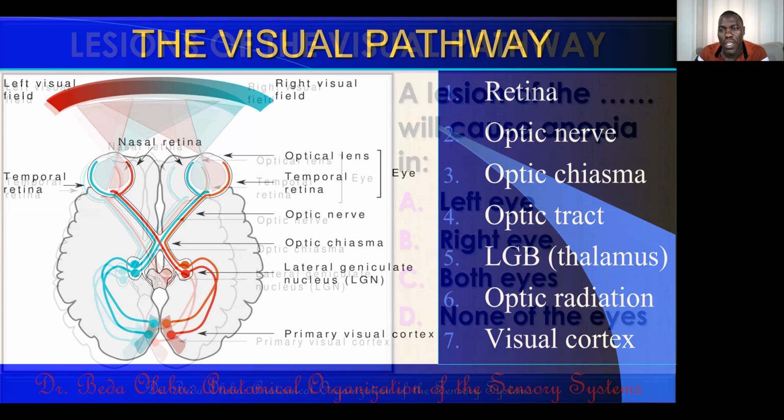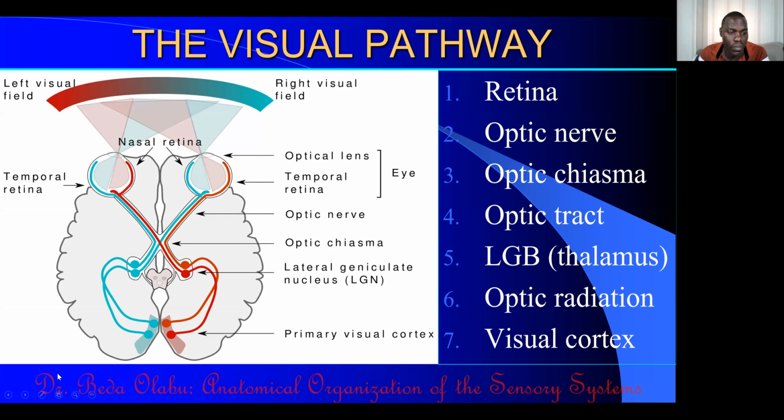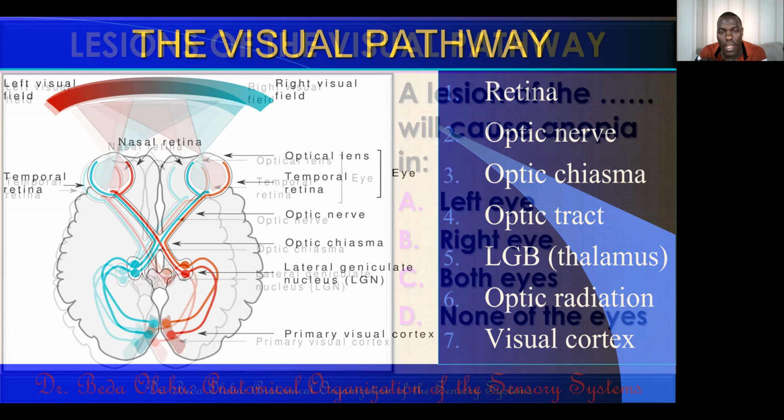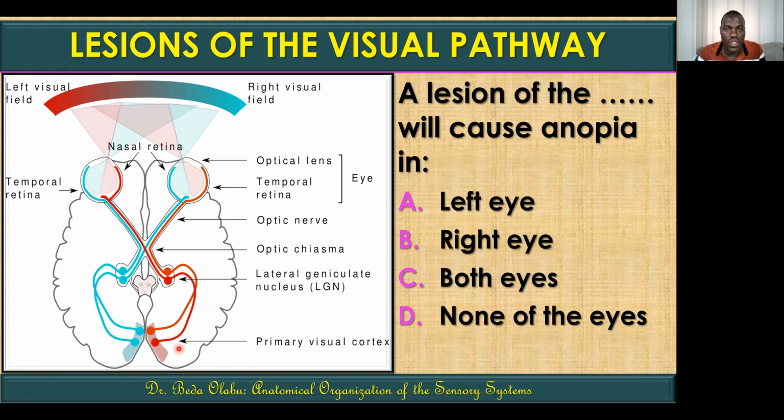So we had reached here. And we've said that vision is perceived in the primary visual cortex, which is the occipital lobe. We've looked at this pathway. So I told you that I'm going to ask you a few questions. Let's start with here.